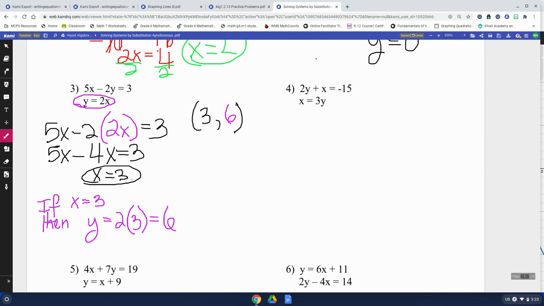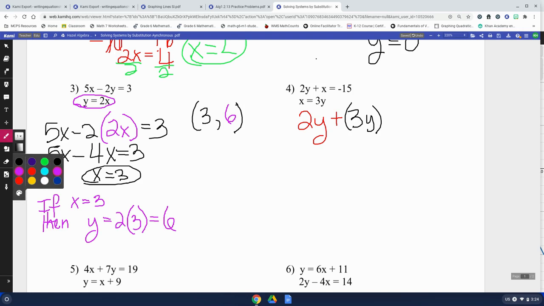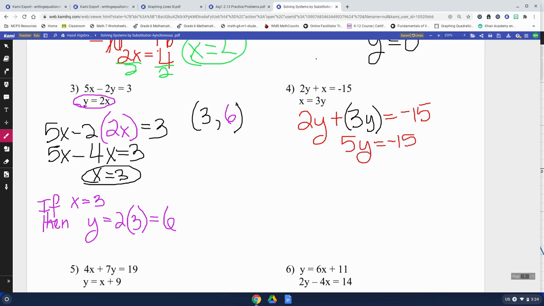So same idea. We don't know x outright. We don't have a number for x, but we know x in terms of y. So we'll do the same thing. 2y plus, but in place of x, we're going to put 3y, and that is equal to negative 15. Okay, so let us simplify, and we get 5y equals negative 15.